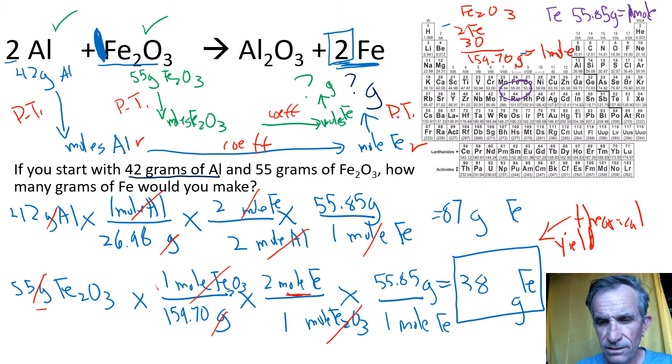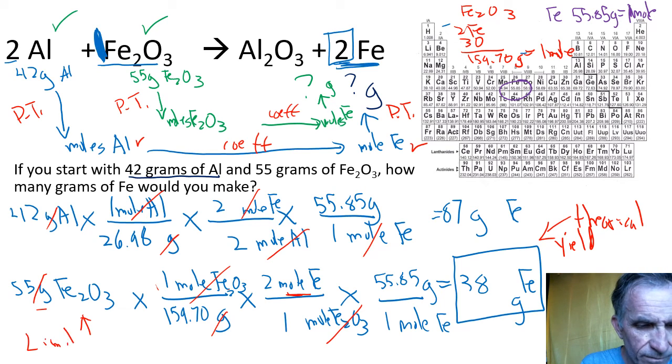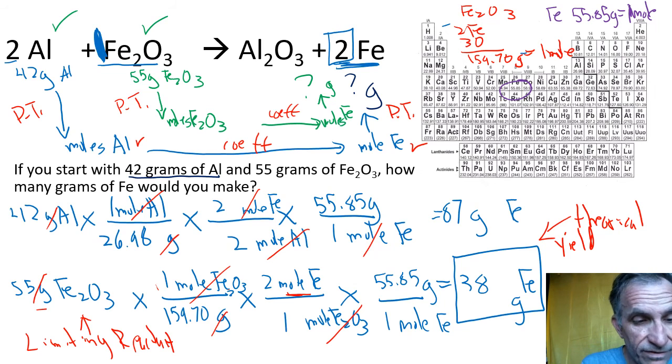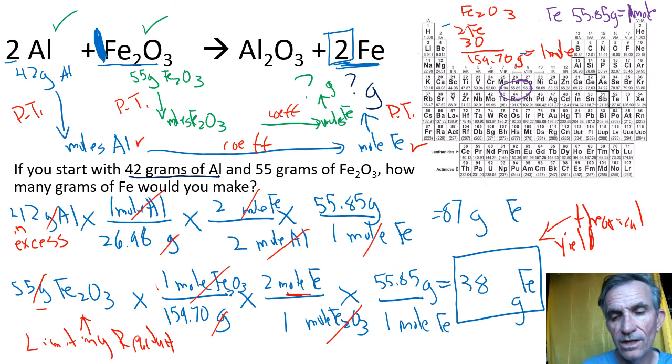The number that gives you the theoretical yield, the number that gives you the lower answer, this is the thing that I used up in that reaction. This is called a limiting reactant. The thing that I have extra of, I had enough aluminum to make over 80 grams of iron. The thing I had extra of is called being in excess.